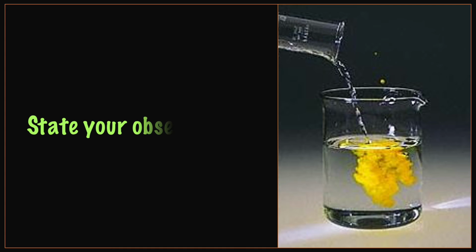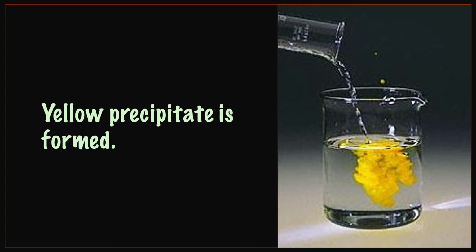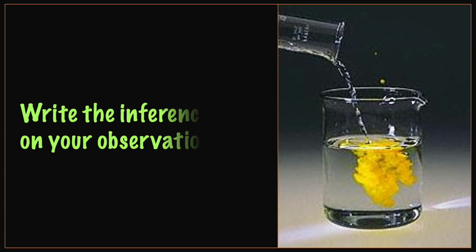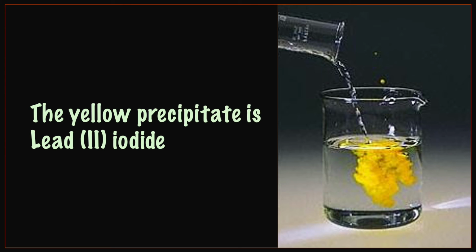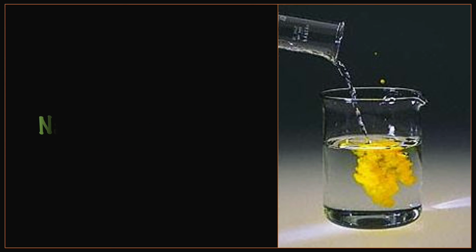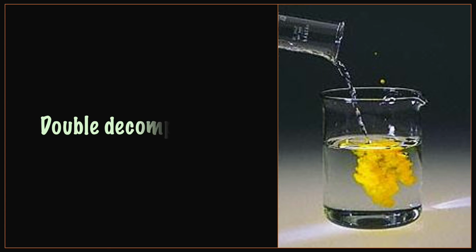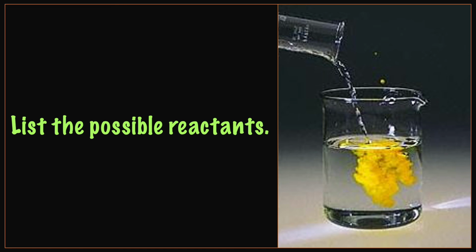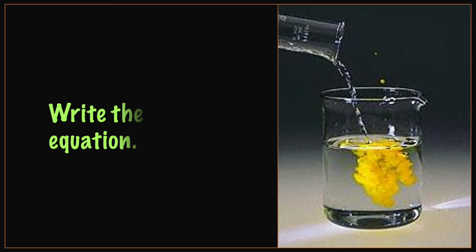State your observation. Yellow precipitate is formed. Write the inference based on your observation. The yellow precipitate is lead(II) iodide. Name this reaction. Double decomposition. List the possible reactants: potassium iodide and lead(II) nitrate. Write the chemical equation.